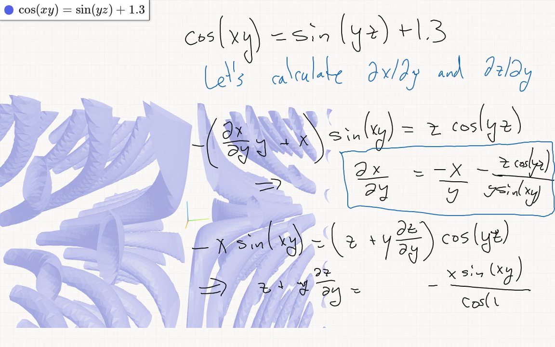cos yz. So then we want to move negative z over and then divide by y. So this is what we get for del z by del y.